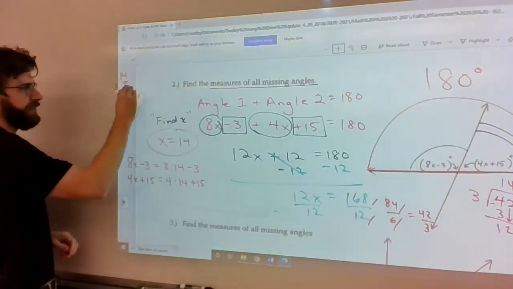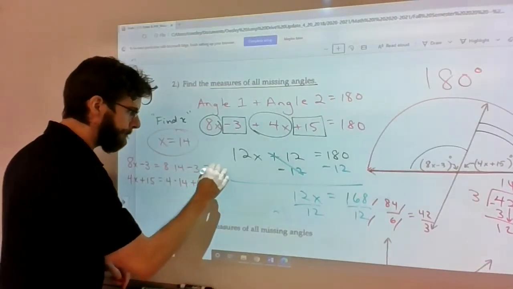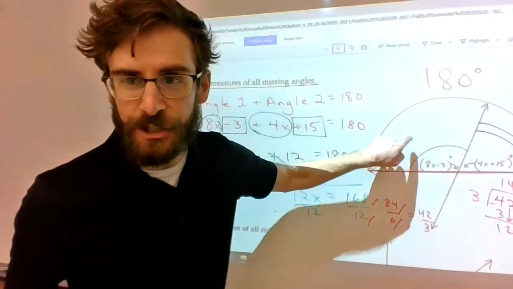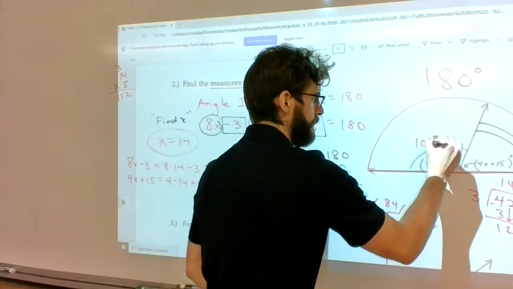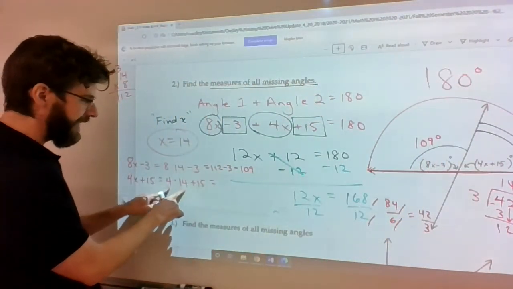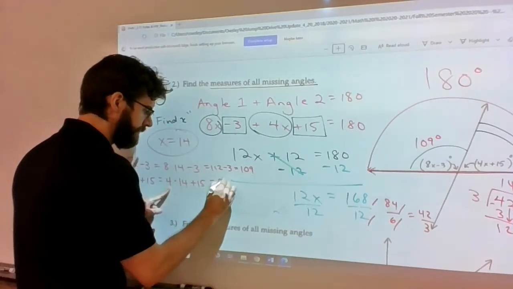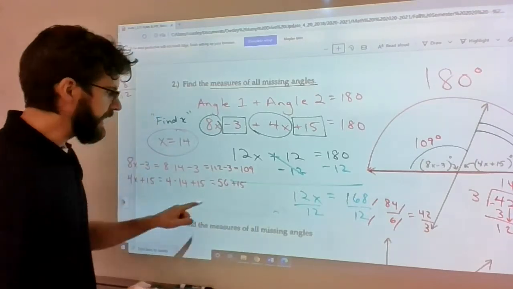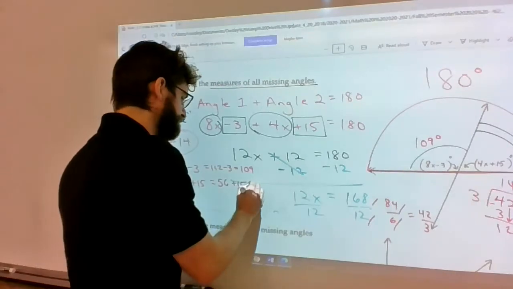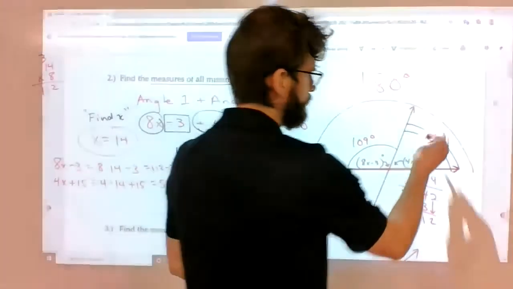14 times 8 ends up being 32. Carry the 3. 112 minus 3, that ends up being 109. So this is 109 degrees. Here, 4 times 14, I have that committed to memory. I know it's 56. And then this will be 66, plus 5 more is 71. So 71 is the other angle.